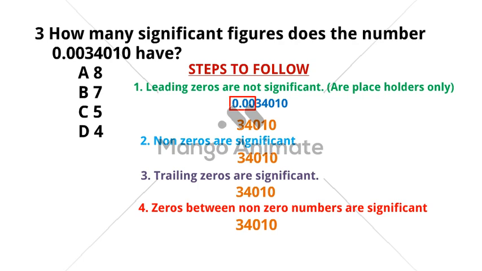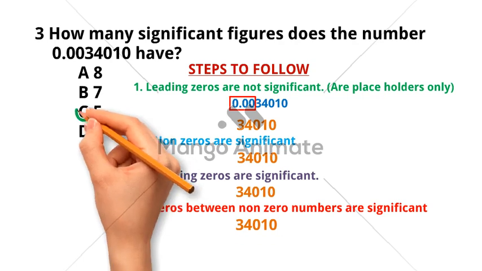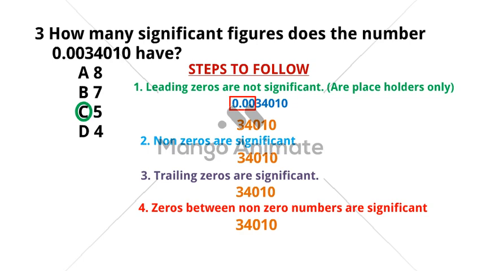So that means in this number there are 5 significant figures. So the correct answer is C. C is the correct answer.